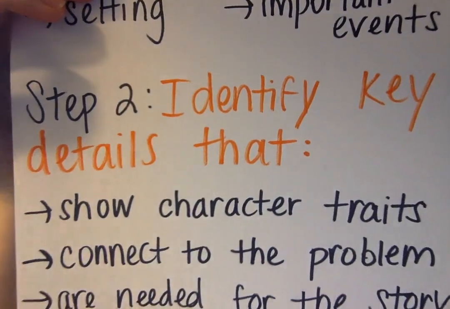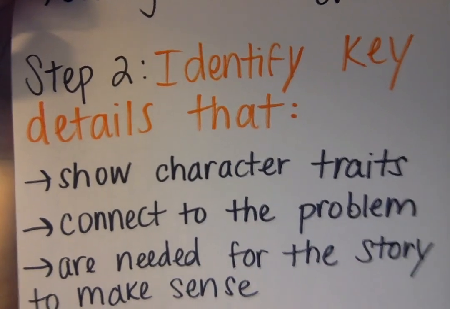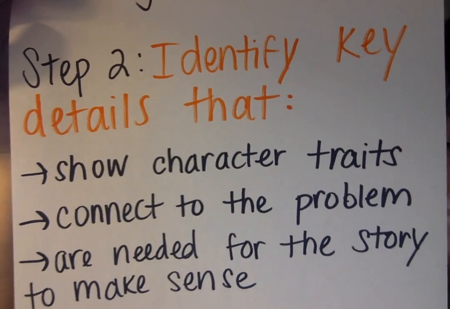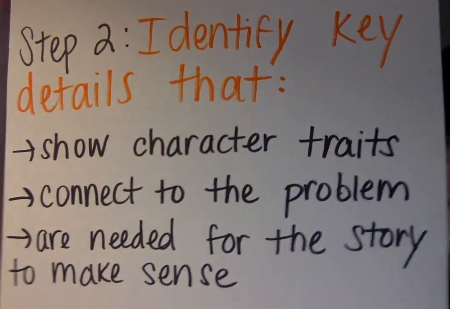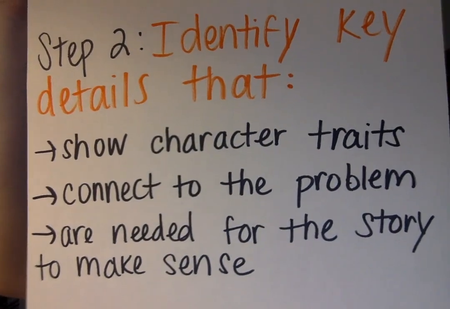So going into step 2, identify key details that show character traits, connect to the problem, and are needed for the story to make sense. So remember, in our question, we are trying to find a key detail about our three soldiers. So thinking about that, I realized that a key detail that does all three of these things, show character traits, connect to the problem, and are needed for the story to make sense, is the fact that the soldiers are hungry.